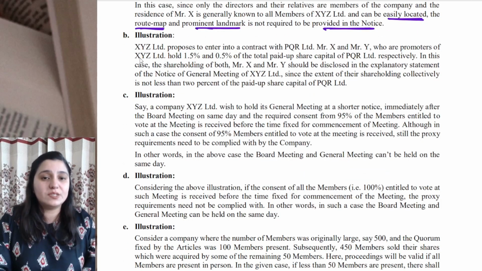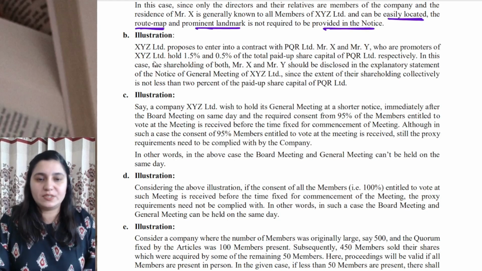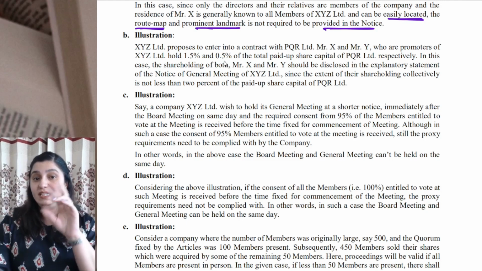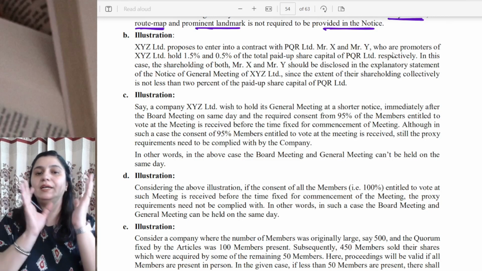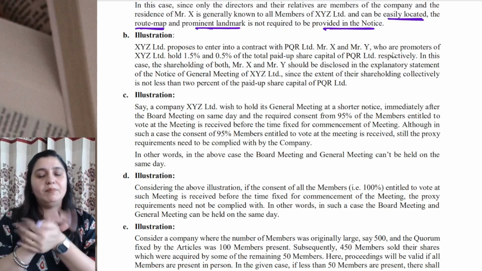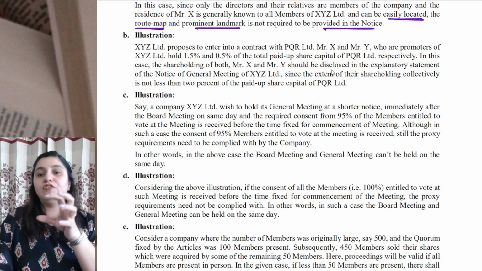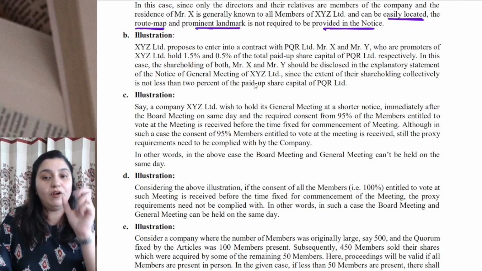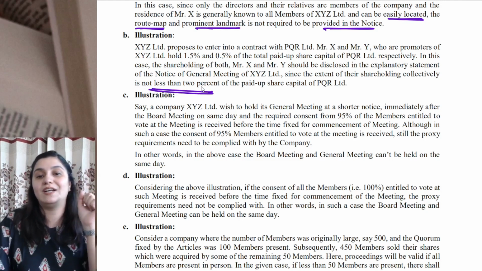Second illustration is XYZ Limited proposes to enter into a contract with PQR Limited. Mr. X and Y, who are promoters of XYZ Limited, hold 1.5% plus 0.5%, means in totality 2% of the total paid up share capital of PQR. In this case, the shareholding of both should be disclosed in the explanatory statement of the notice since the extent collectively is not less than 2%.